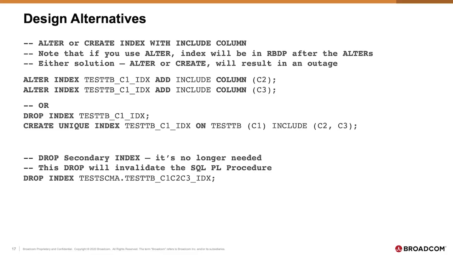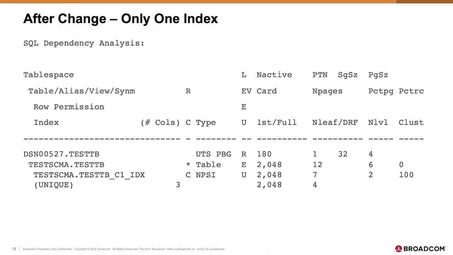After the change has been completed, we can go back to our SQL dependency analysis page in our report, and we can see we only have one index, test_tb_C1_IDX, with 3 columns. The rest of the recommendations regarding extra indexes are no longer there.